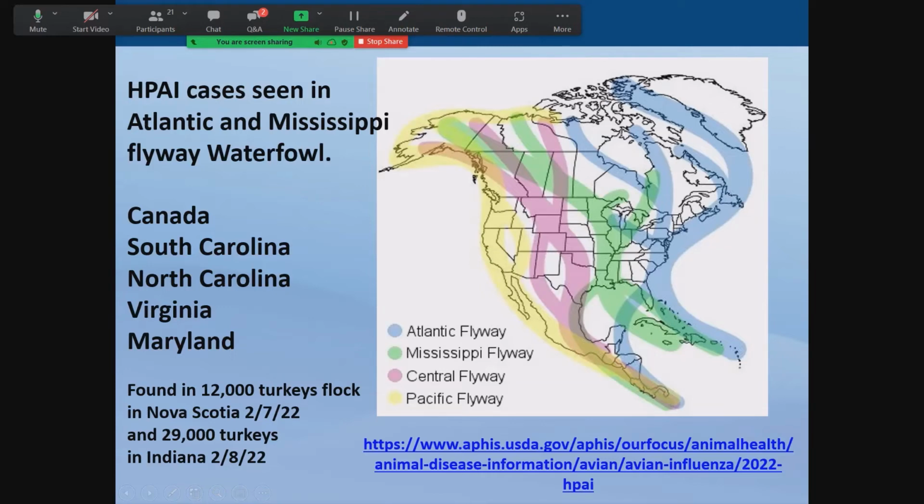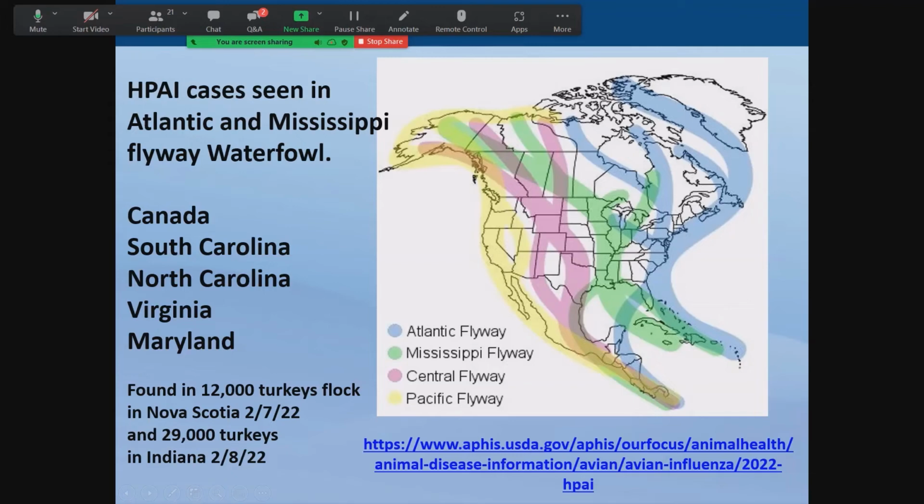Carolinas, Virginia, Maryland, Canada. A 12,000 bird turkey flock in Nova Scotia had to be destroyed because of being exposed to high path avian influenza and becoming sick. This week, we had a flock of 29,000 birds, 3 houses in Indiana, that also came down with high path avian influenza. So it's in our flyways again, and the industry's got to take a lot of precautions.